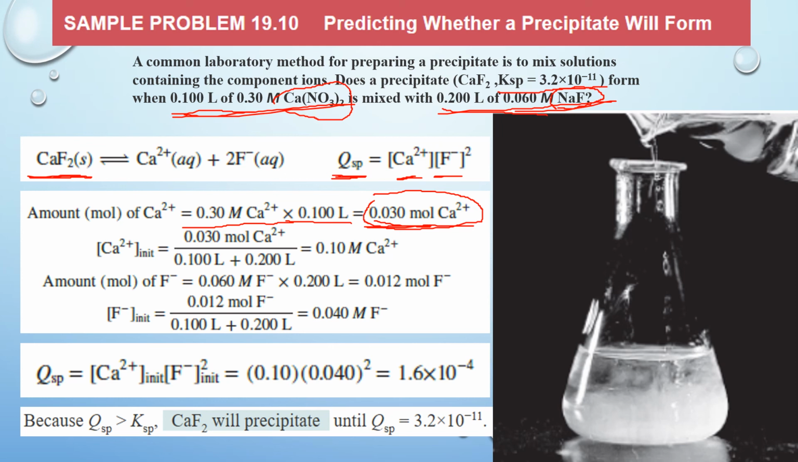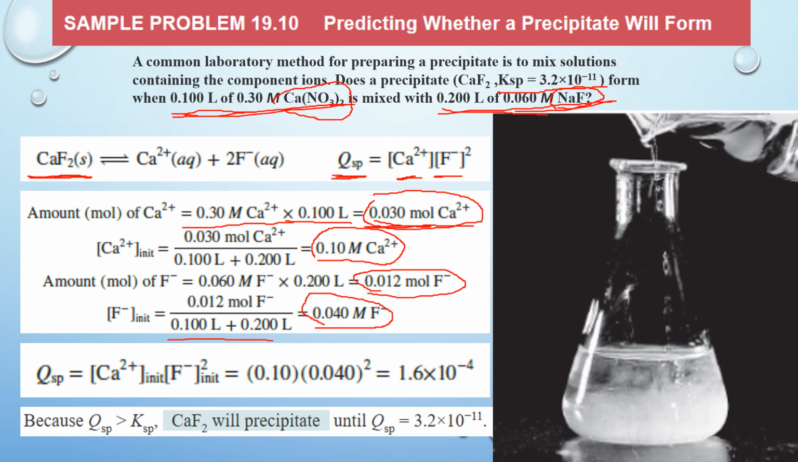So the concentration for calcium at the beginning after mixing is actually 0.1 molar. That's done by dividing the number of moles by the total volume after mixing. Same for fluoride: the number of moles is 0.012, and by dividing by the total volume, you get 0.04 molar. So this concentration is what you need to plug into this equation.